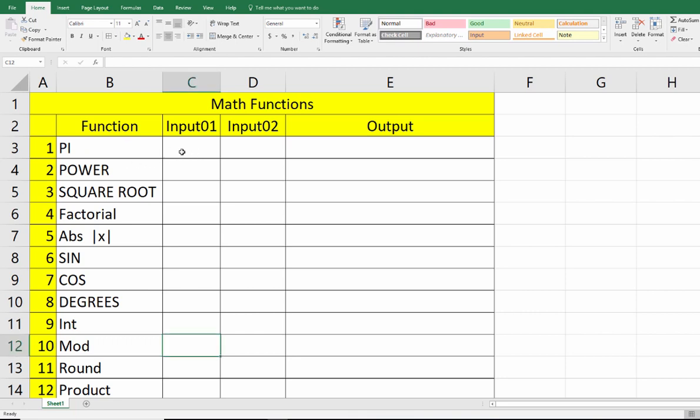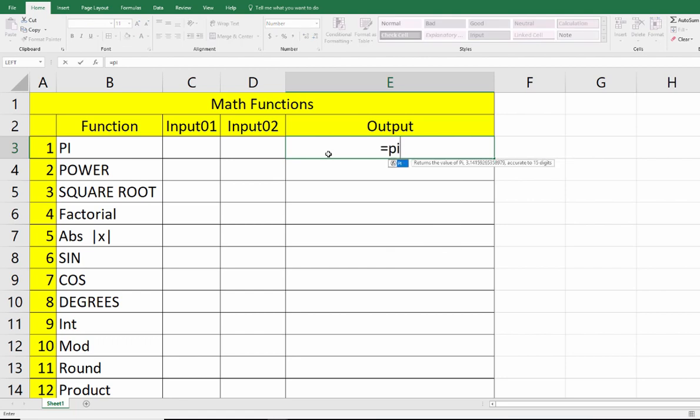I'm going to start from the pi. Everyone knows that the pi is the standard value. You don't need to get any value from different cells to make any calculations. You can write just equal and pi, and you can open the parenthesis and close it and press enter, and it will return you the value of the pi. Alright, that's simple.